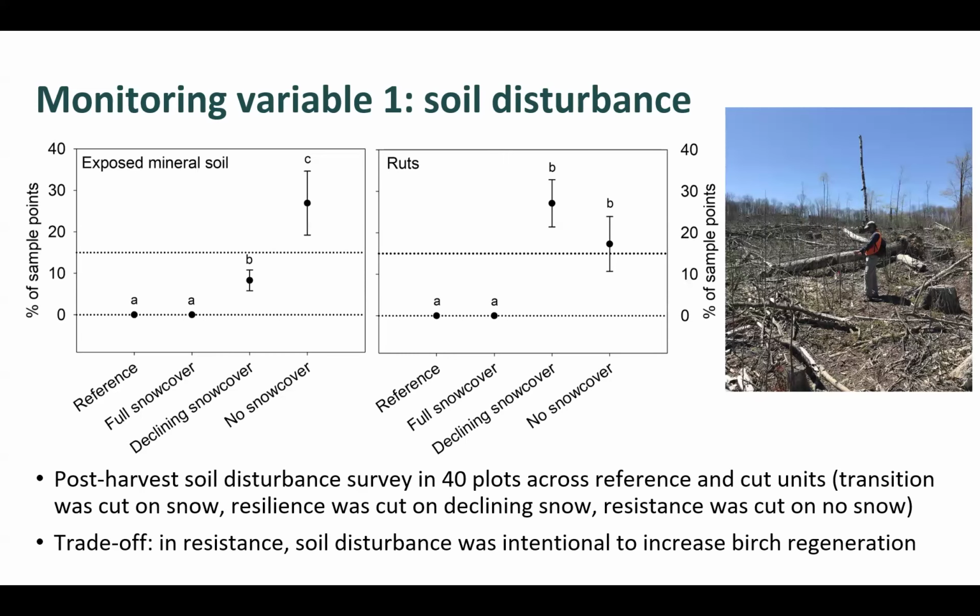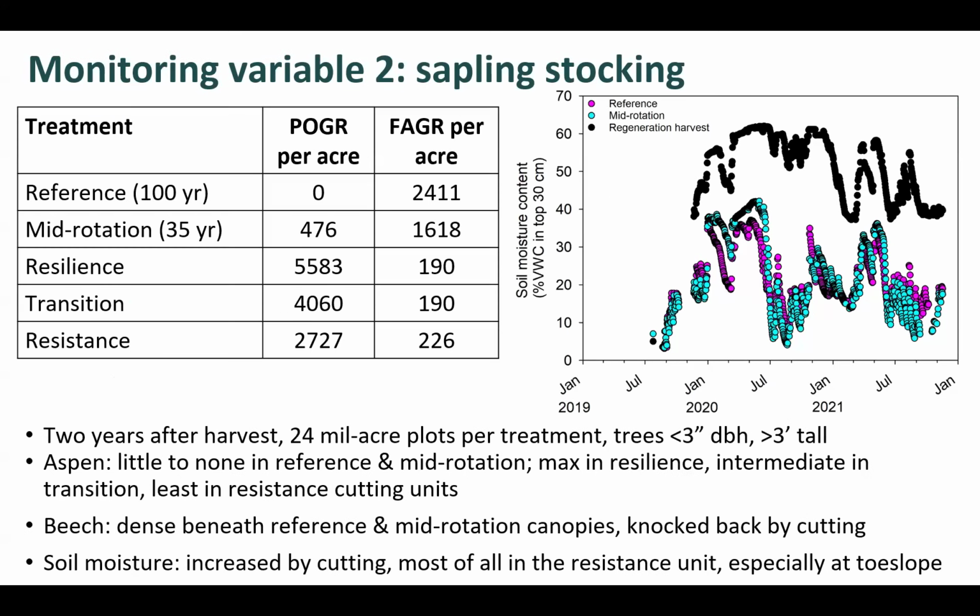And next slide, I'll talk a little bit about vegetation monitoring. The second variable that I'll describe to you is basically sapling stocking surveys. So this was a post-harvest survey 2 years after the cutting treatment. And what we did was set up mill-acre plots. So these are 3.7-foot radius plots. And a crew of 3 of us took 2 days and did 100 of these plots across 200 acres of the management area as a whole.